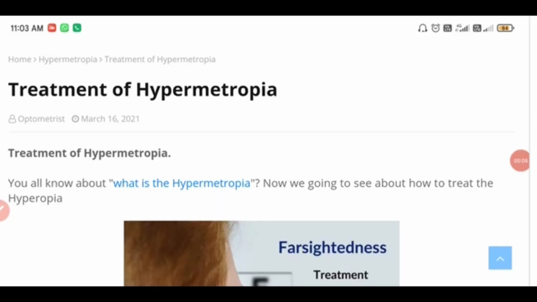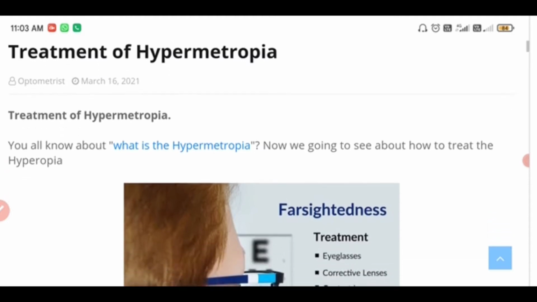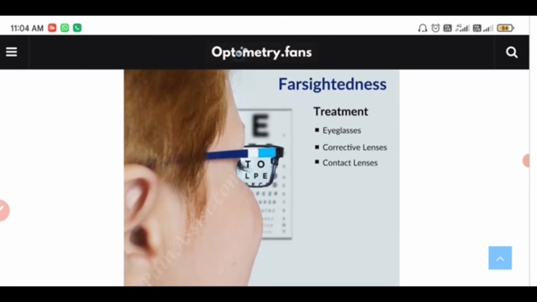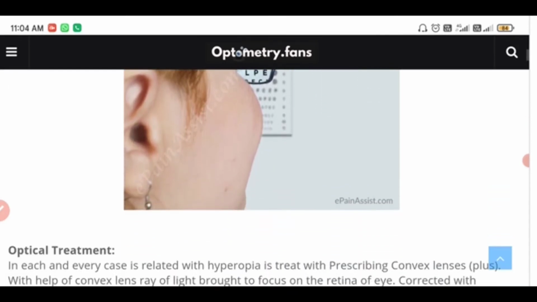Hello guys, in the last video we discussed what hypermetropia is, and in today's video we are going to see the procedure to treat hypermetropia and how to do the treatment. Hypermetropia is also known as hyperopia. Okay, so hypermetropia is also known as farsightedness, and you also have to remember this.